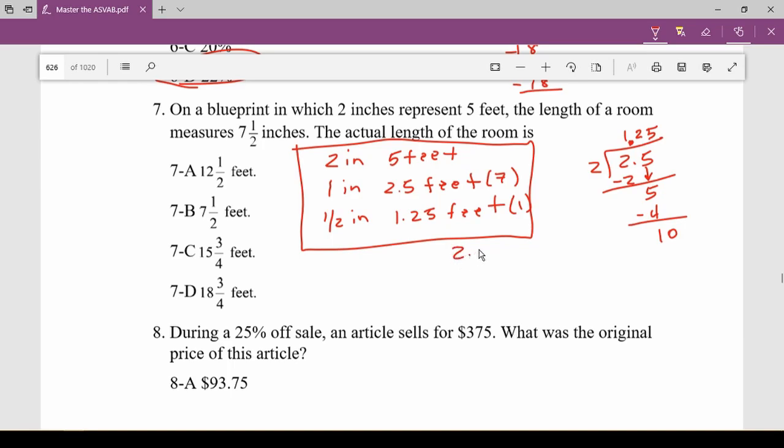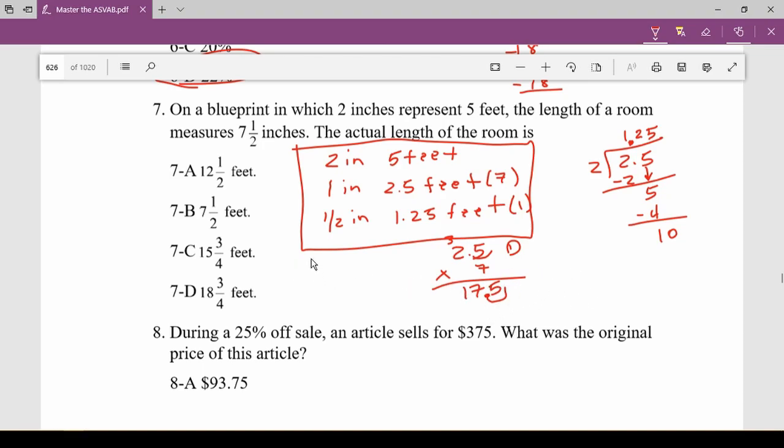So I'm going to do 2.5 times 7. Again, move this decimal place 1 to make that 25. We'll add it back in at the end. 5 times 7 is 35. Carry the 3. 7 times 2 is 14. Plus 3 is 17. So we're going to add our 1 decimal back in. So that's 17.5 feet. Let's add the 1.25 feet.